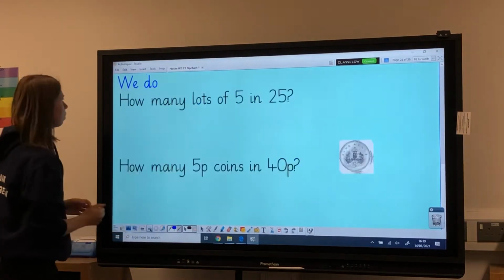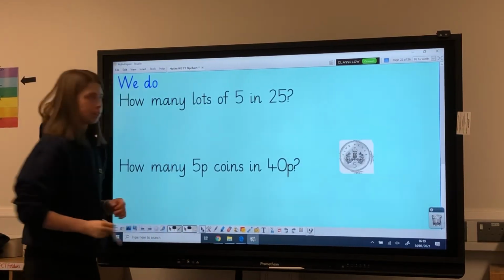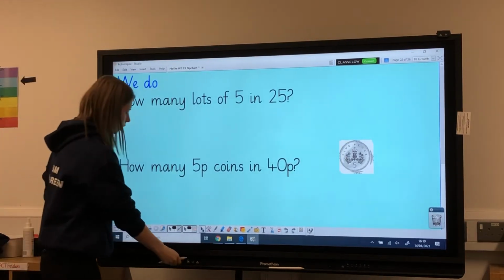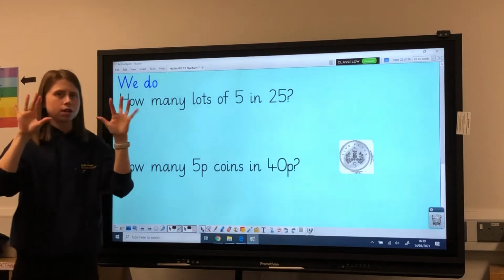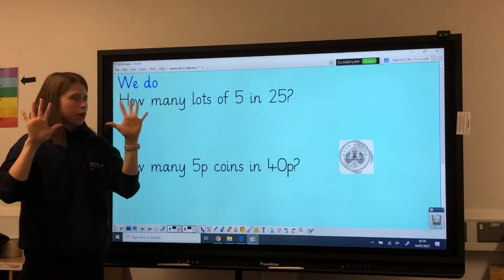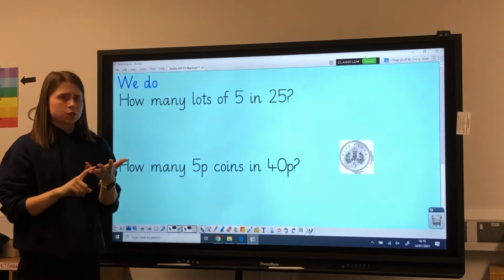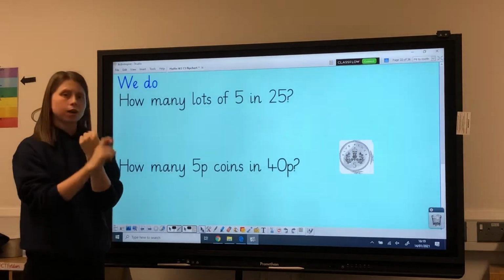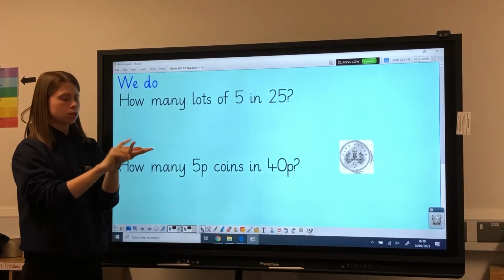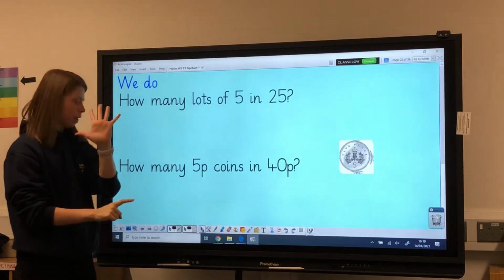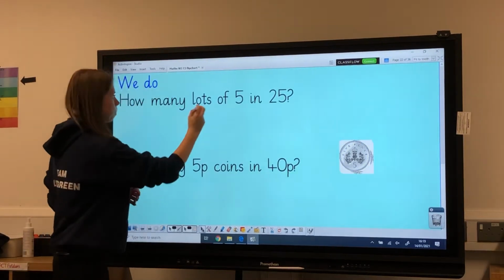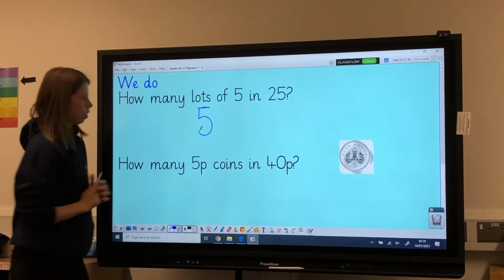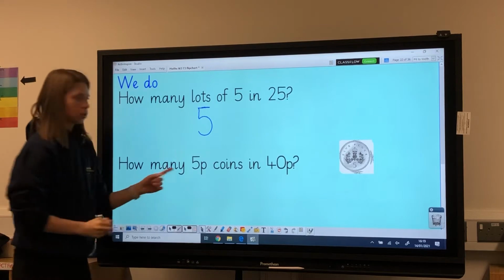Okay, we've got another one for you to do. Well, this is a we do this time, so we're going to do it together, a bit like the 2 times table. How many lots of 5 are in 25? Now, we're going to use our fingers for this one. So, should we do it together? We're going to count up in 5s until we get to 25, and that will tell us how many 5s are in 25. Are you ready? 5, 10, 15, 20, 25. So that means there are 5 5s in 25.